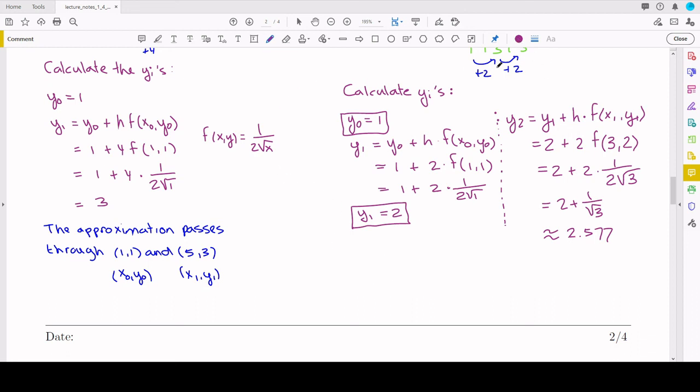And our final answer then, we can say that the approximation passes through 1 comma 1, 3 comma 2, and then finally 5 comma 2.577.